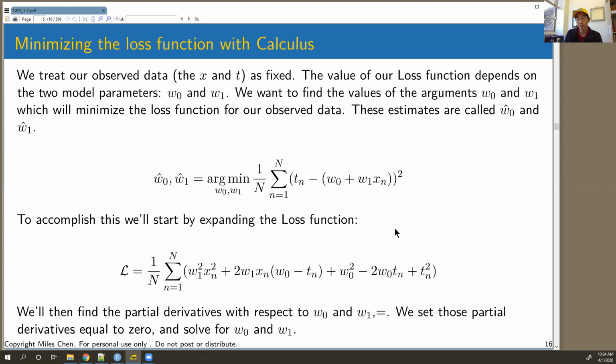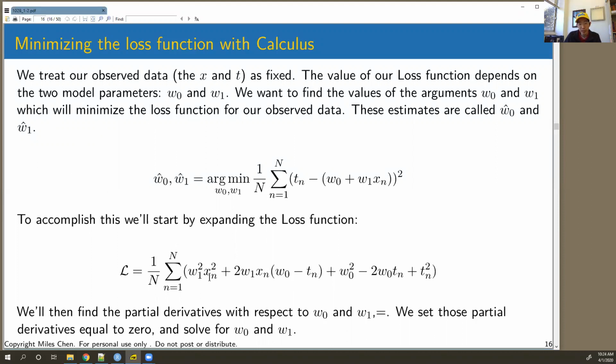And so again, I'm going to go through this quickly because I'm assuming you all took 100B and did okay with this section. But we're going to try to find the w0 and the w1 that will minimize this function. So we're doing argmin over w0, w1, and whatever values of w0 and w1 minimize this, we're going to call w0 hat, w1 hat, right? So we treat our observed data as fixed. The value of the loss function depends on those parameters, w0 and w1. And we want to find the w0 and w1 that minimize this, and those will be our estimates, okay?